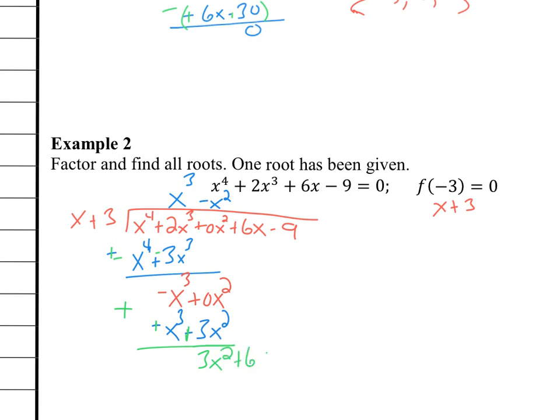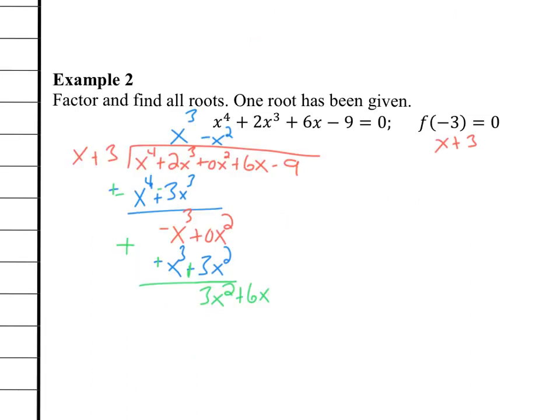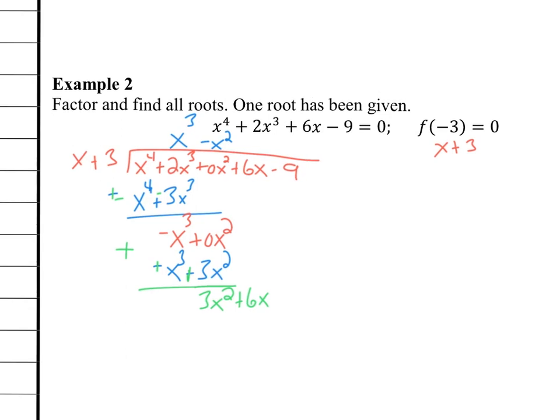Bring down the 6x. Multiply to get to our 3x squared. We have to multiply by a positive 3x. So it's plus 3x. So it's going to be a positive 3x squared and a positive 9x. Again, we don't like to subtract, so we add the opposite. So we make that a negative 9. The positive 3x squared and the negative 3x squared cancel. 6x and negative 9 makes negative 3x minus the 9.